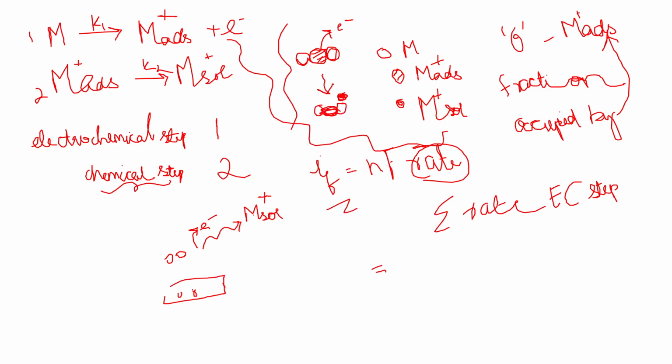There is a set of atoms below also. When this one leaves here, there is a gap, and another atom below will be exposed. Multiple atoms at one time will be losing electrons or getting charged. So the fraction of sites which are occupied by M adsorbed I can say as theta, while the rest of the sites where the metal is occupying I can say as 1 minus theta. Is that clear to everyone?